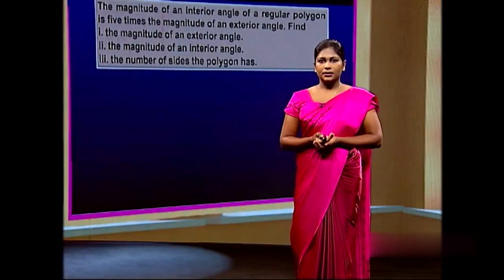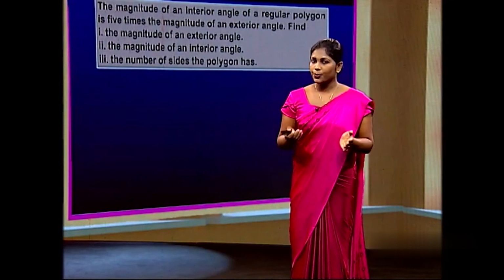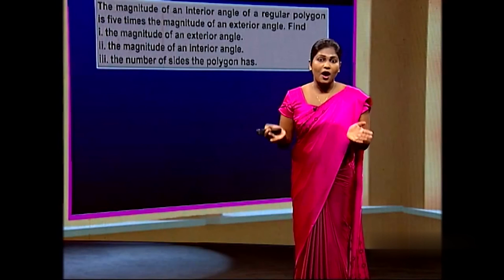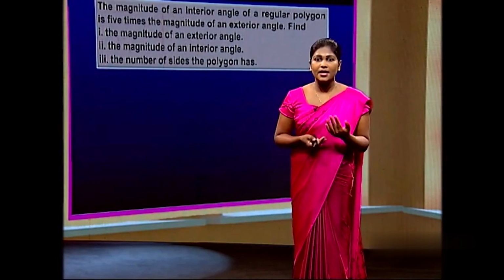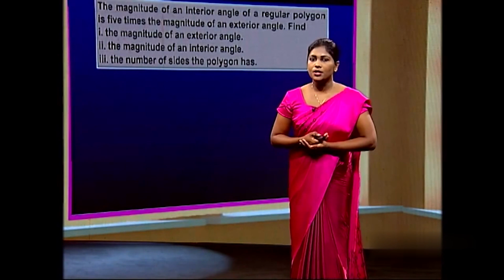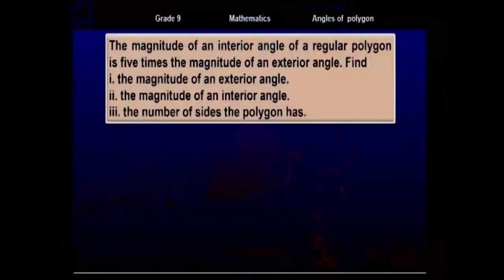Okay children, there is another question to do. Hope you are ready. Now we are in grade 9, so we have to do more questions to practice these theories. So hope you are ready to do these questions with me. Okay? Read the question again. The magnitude of an interior angle of a regular polygon is 5 times the magnitude of an exterior angle. Find the magnitude of an exterior angle.